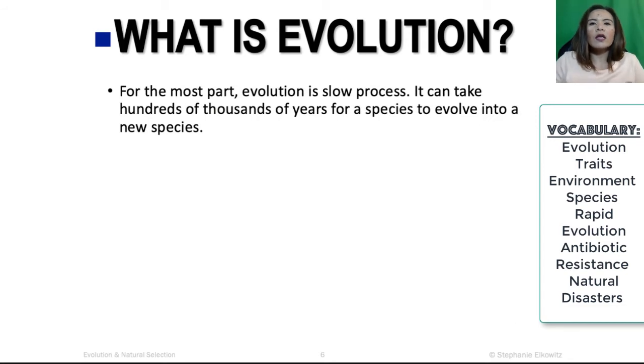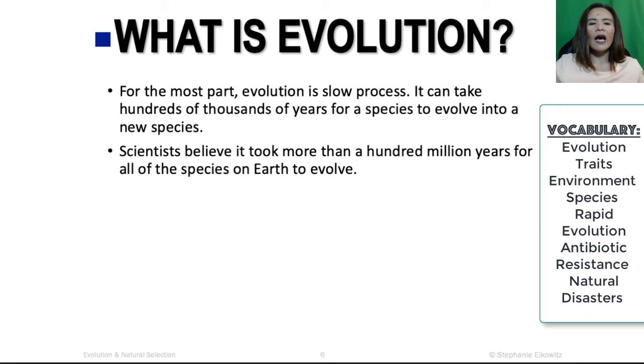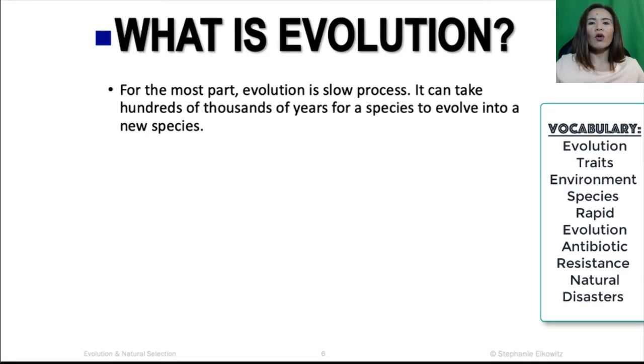Now, for the most part, evolution is a very slow process. It takes hundreds and thousands of years to evolve into a new species. Scientists believe that it took more than 100 million years for all the species that we have right now to evolve.